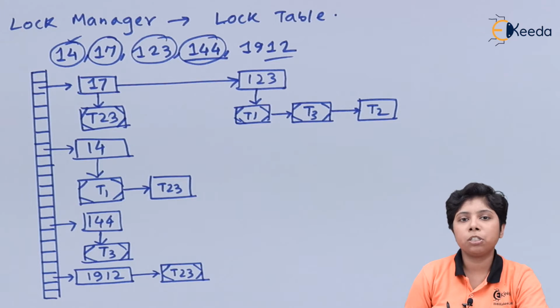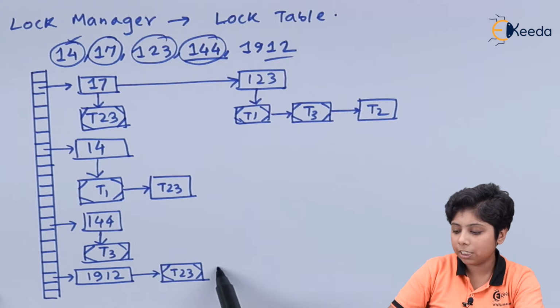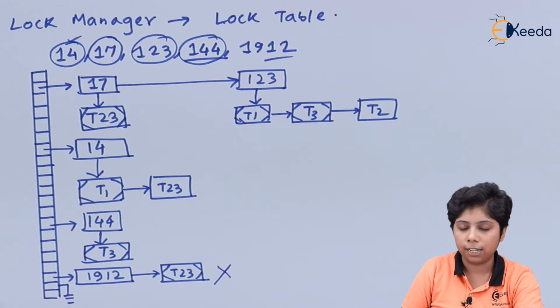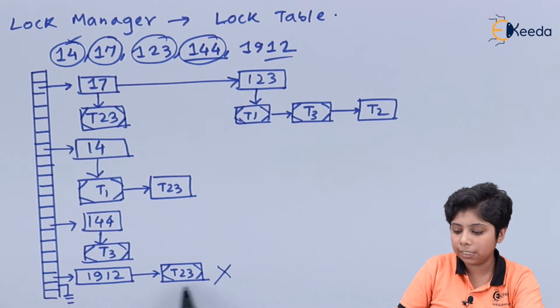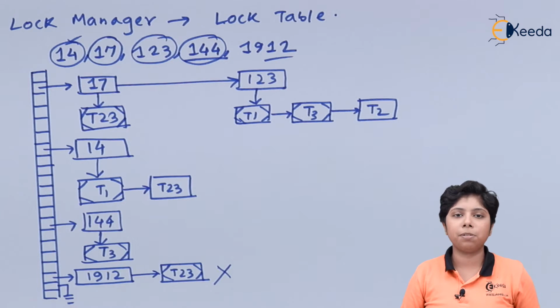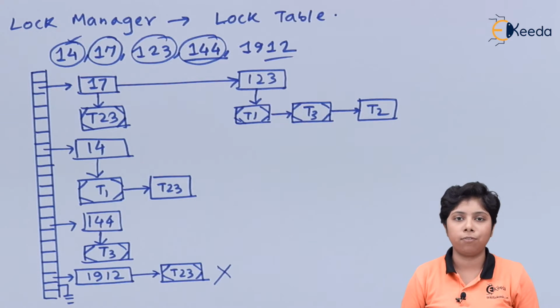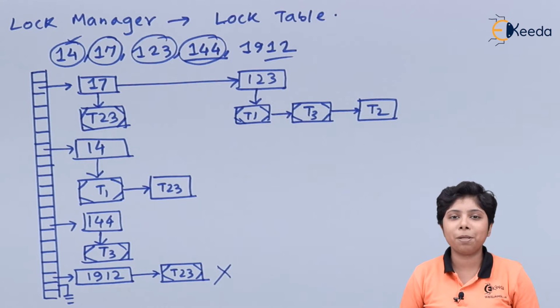Now, if a particular data item has been deleted on a database lock, that means on the lock table, we will just delete that data item entry and point that item to null. So if 1912 is being deleted, we will point this data item to null, because now my lock table is only having 17, 123, 14, and 144. So this is for the implementation of locking by a lock table.